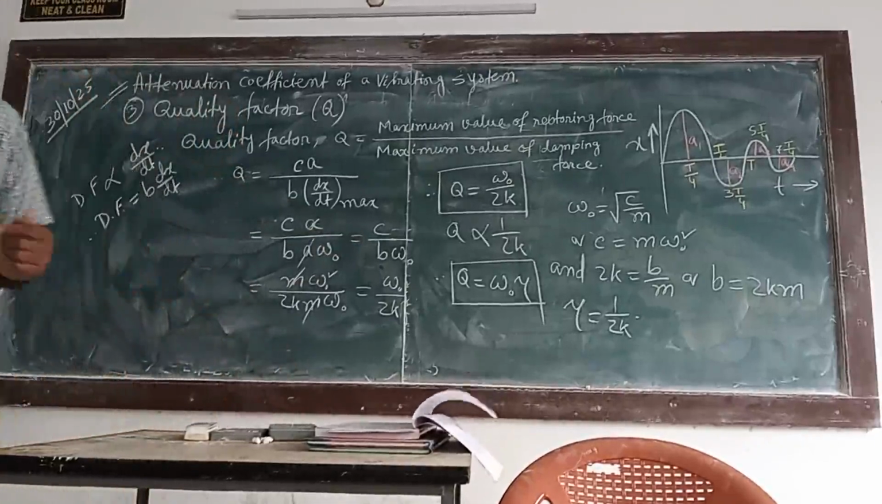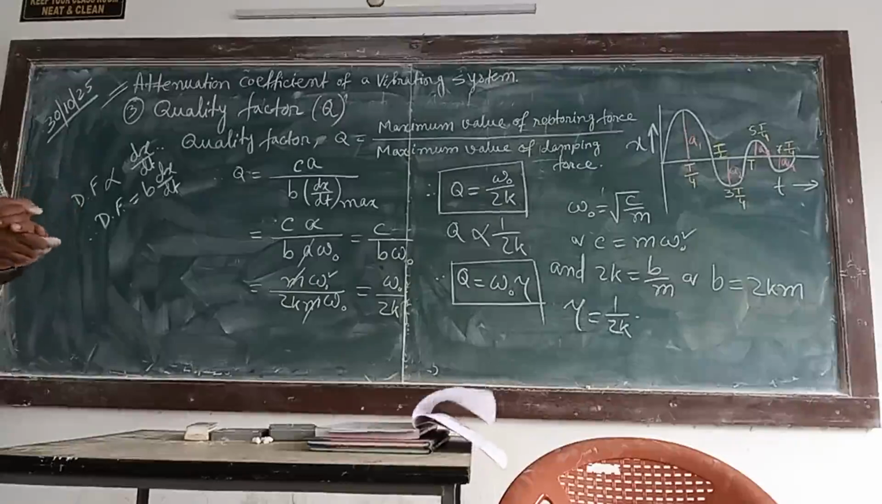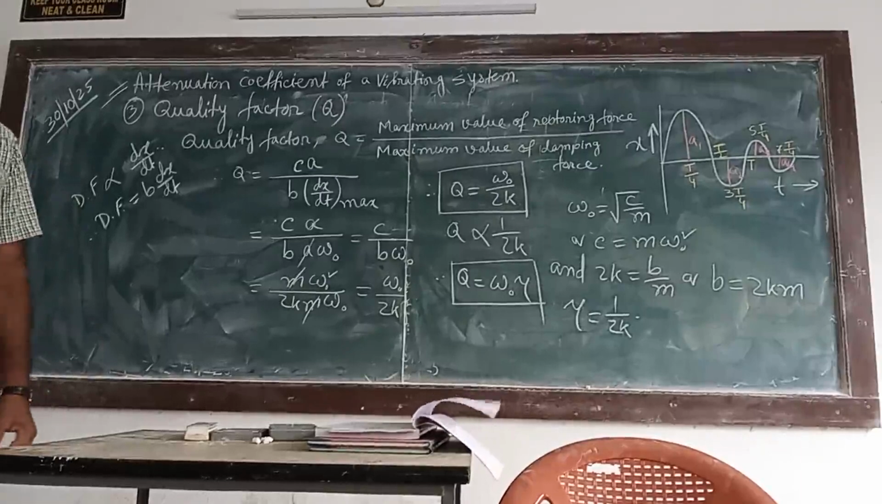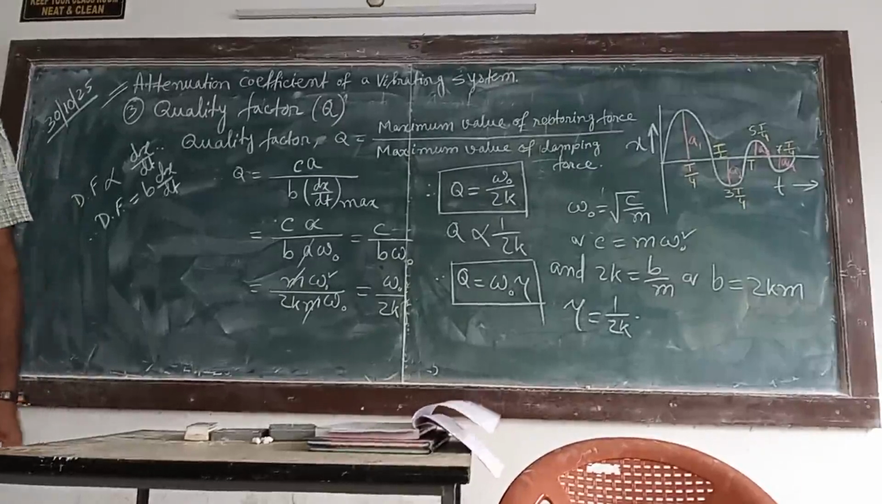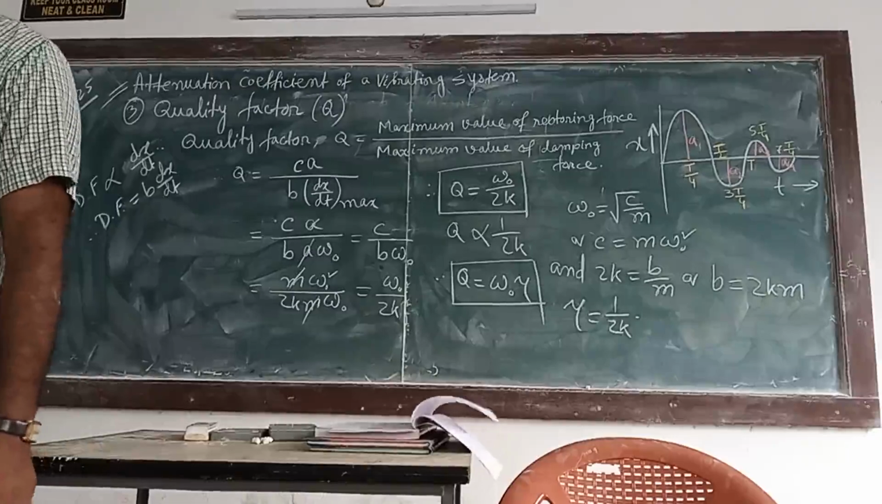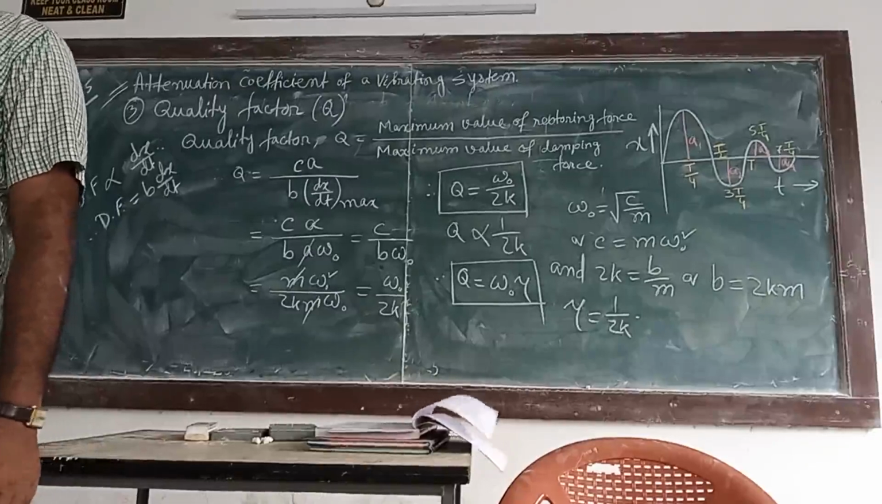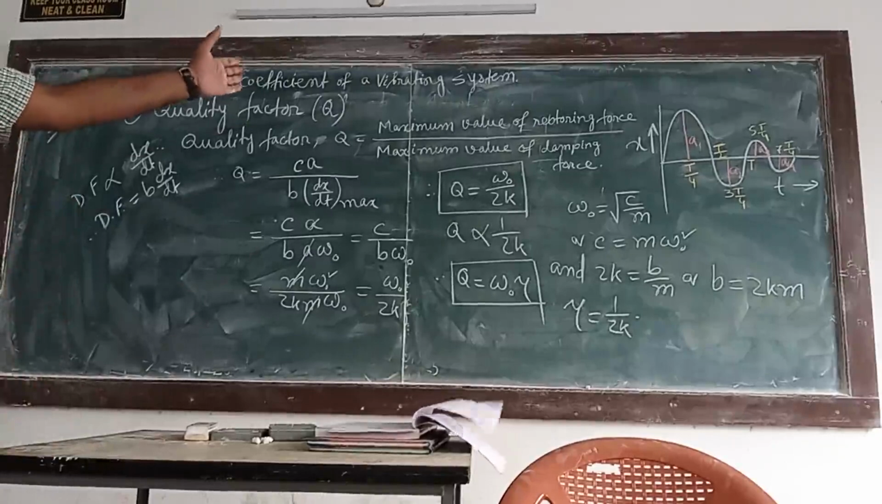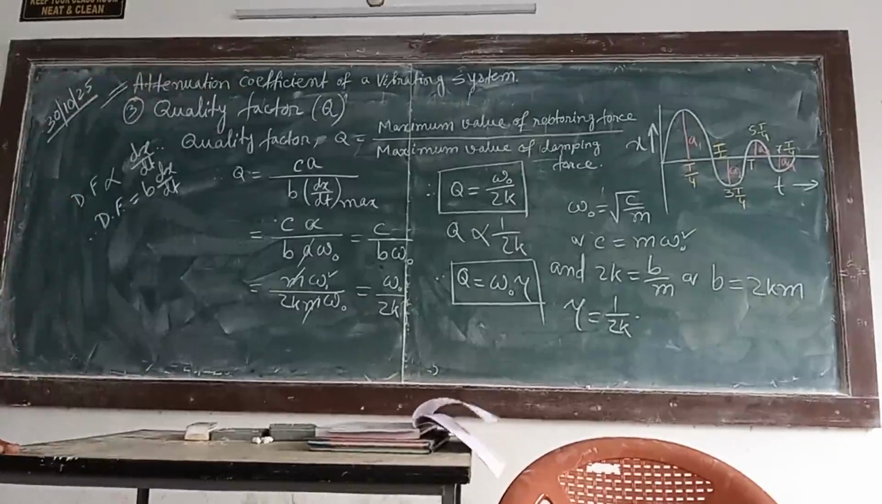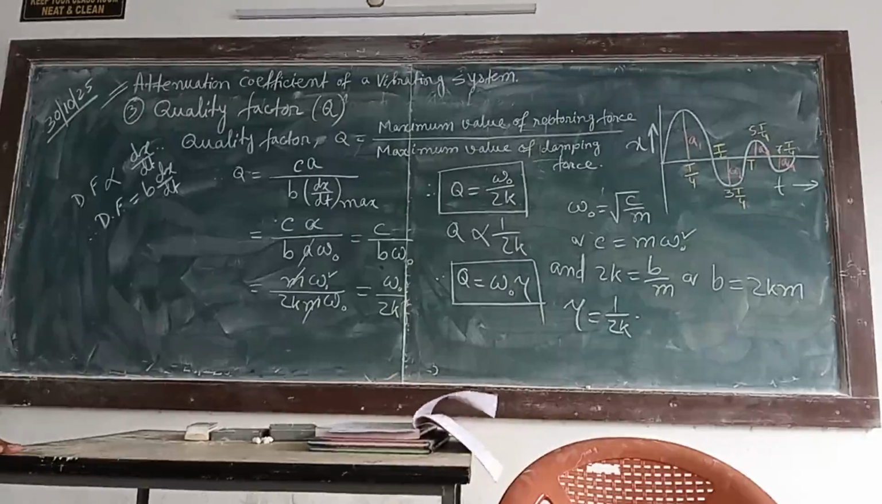In the next class we will solve the LCR circuit, that is the analogy between the mechanical and electrical circuit. This is the mechanical, then we go for the electrical. An LCR circuit behaves like a damped vibrator.